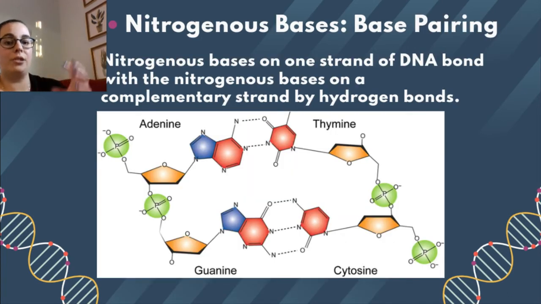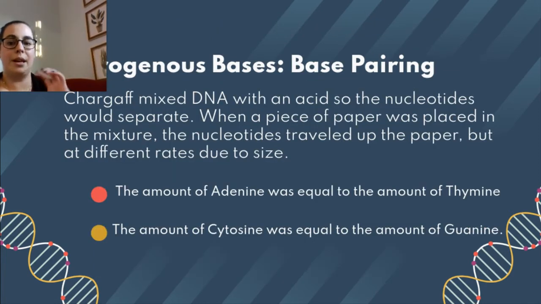Now, how these nitrogenous bases on DNA line up is actually on purpose. It's called base pairing. So the nitrogenous bases on one side of DNA are complementary to the other side. They are held together by hydrogen bonds, which are actually a little weak. These nitrogenous bases were found by this guy named Chargaff. He mixed some DNA together with an acid so those nucleotides would separate out. When a piece of paper was placed in the mixture, the nucleotides all traveled up the paper, but at different rates because they're different sizes.